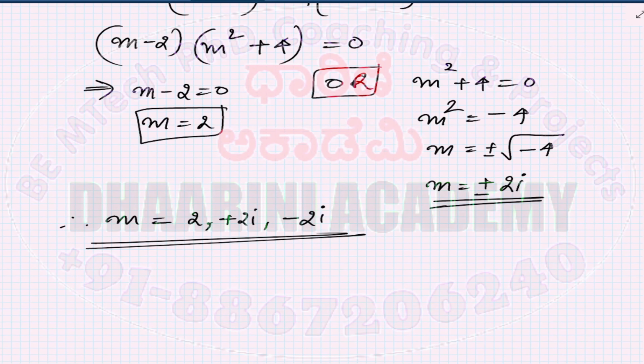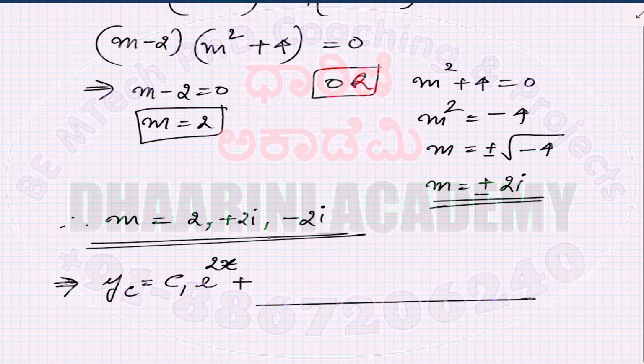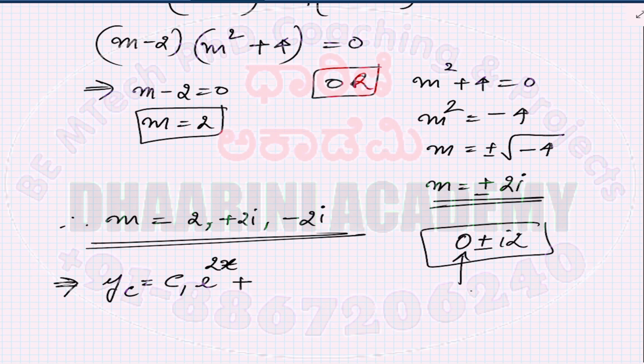So this implies, in a sense I am referring to the table and writing this. This implies yc is equal to, for the first root, a constant into e to the power that root, that is 2 into x. But it's not over. I have to add something more. That something comes because of 2 more roots. But now when I see the roots, I understand that they are complex conjugates. So complex conjugate should be p plus or minus iq, p plus or minus i2. This is how it looks. So p is equal to 0 and q is equal to 2.